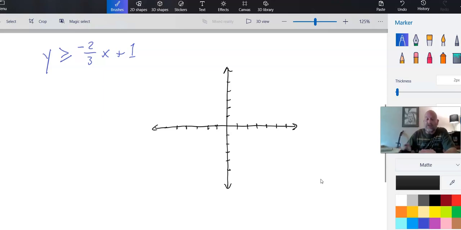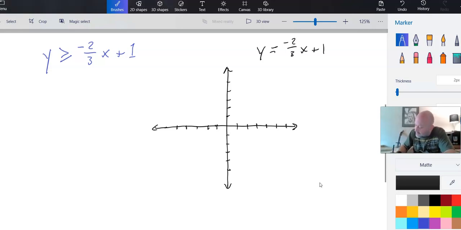So we actually start by taking a look at y is equal to negative 2/3 x plus 1, right? We graph that line as if it's a line. What ends up being the case is that for the inequality, all of the solutions end up being on one side of the line or the other. It's one or the other.